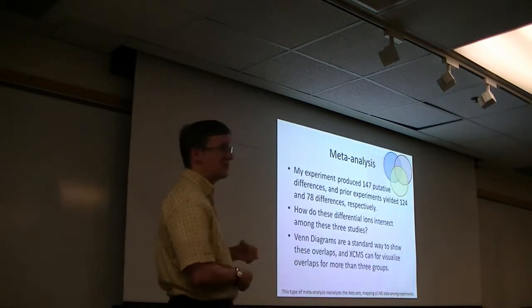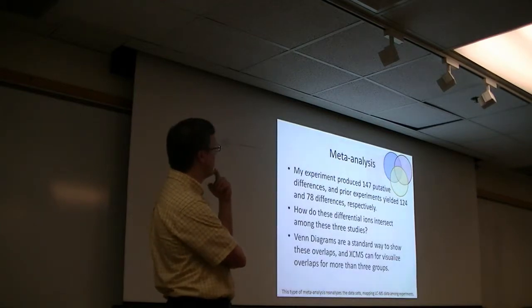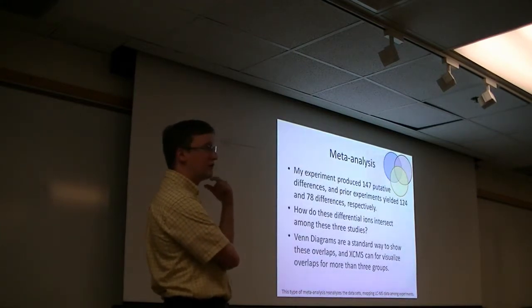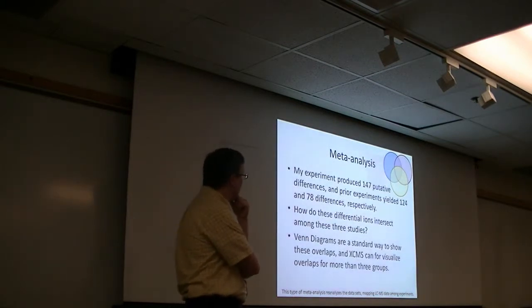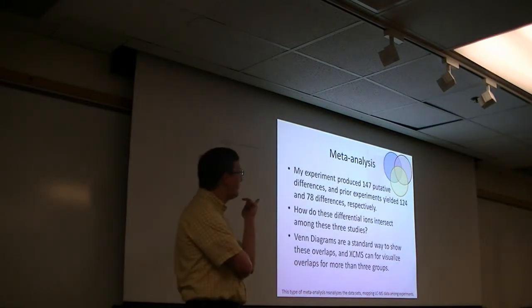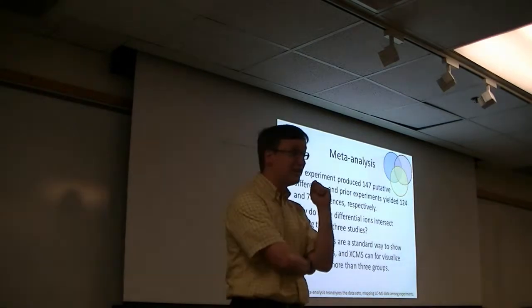So let's start with this statement of the problem. My experiment produced 147 putative differences. Right? So I have significant p-values for 147 things. But people who've studied this system before produced 124 and 78 differences, respectively. So my difference list is longer than theirs. Does that mean I should celebrate?